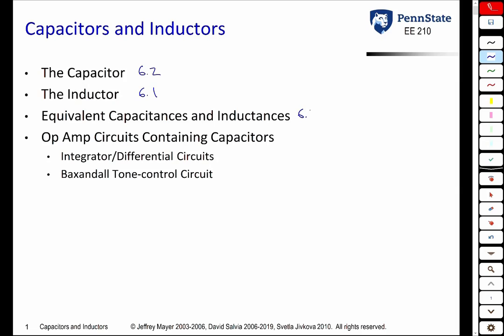covered in section 6.3. In the last portion of this packet, we will be talking about op-amp circuits involving capacitors. Our book discusses this very briefly in section 7.7, but for the most part, we're going to rely much more on our notes to cover this topic. And a very important part of this last topic is the Baxendale tone control circuit. This is a very cool circuit that you're going to see in our lab. In fact, a big portion of the final project is using the Baxendale tone control circuit. We'll first introduce it here, and then we'll touch upon it again much later on in the semester.